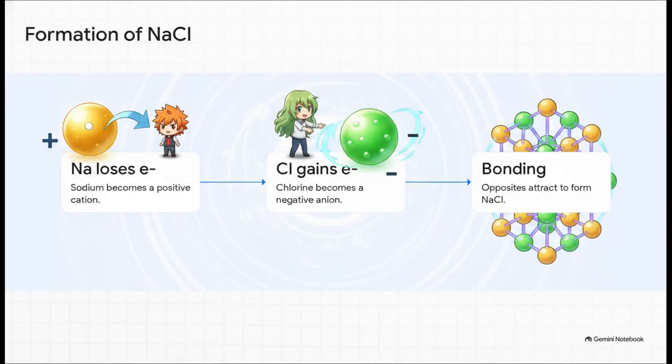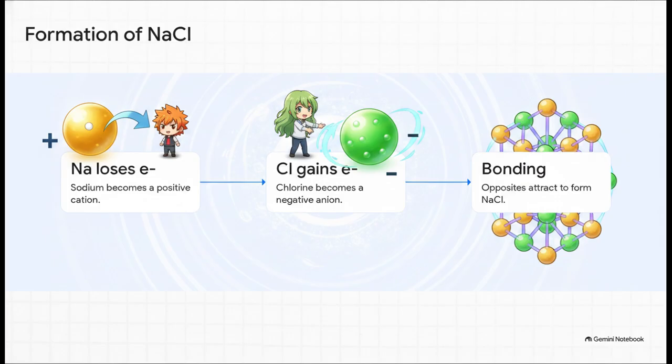So let's look at how this plays out step by step with the formation of something you eat every day. Ordinary table salt, or sodium chloride. Step 1. Our highly reactive metal, sodium, has one pesky outer electron. It loses that electron and becomes a positively charged cation. Step 2. Our nonmetal, chlorine, needs exactly one electron to complete its shell. It happily scoops up that electron, becoming a negatively charged anion. Step 3. We now have a positive ion and a negative ion, and opposites attract. Strong electrostatic forces instantly lock them together to form NaCl.